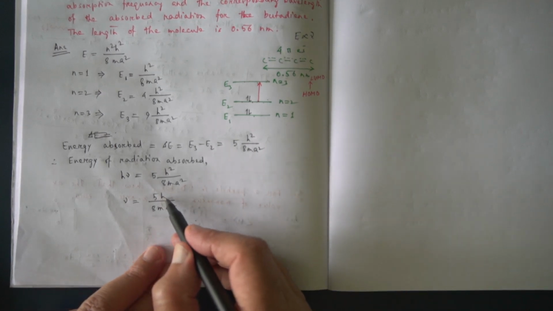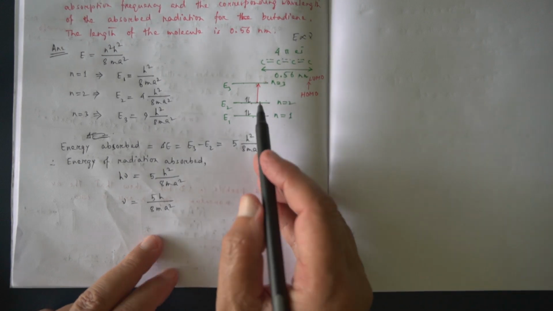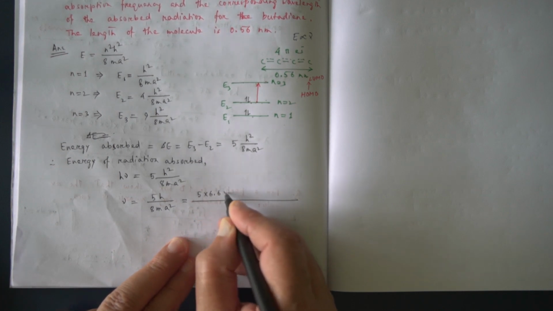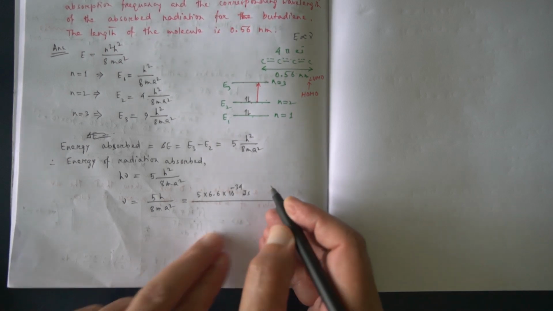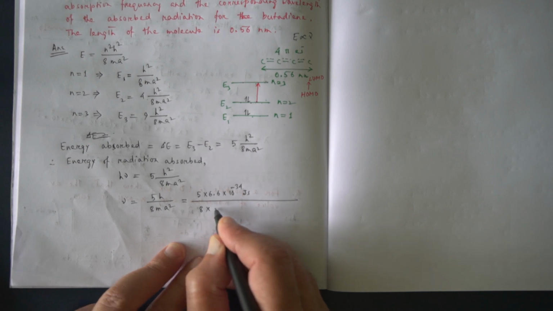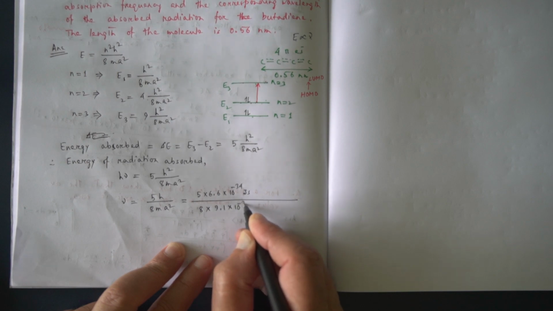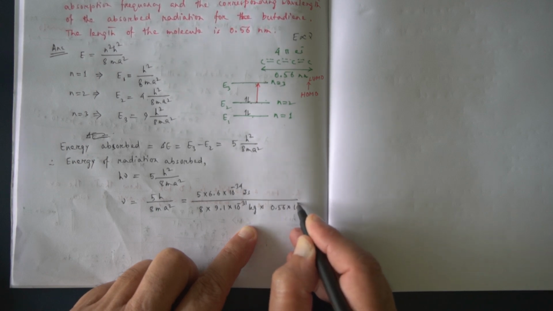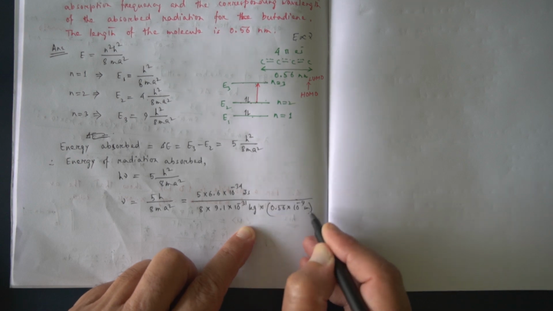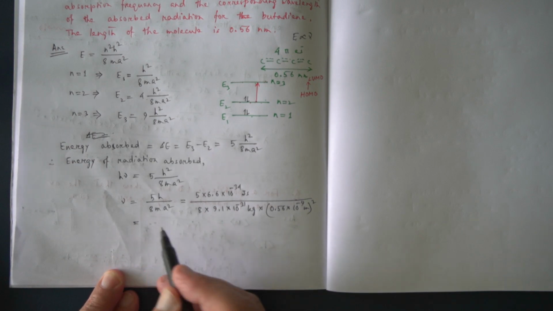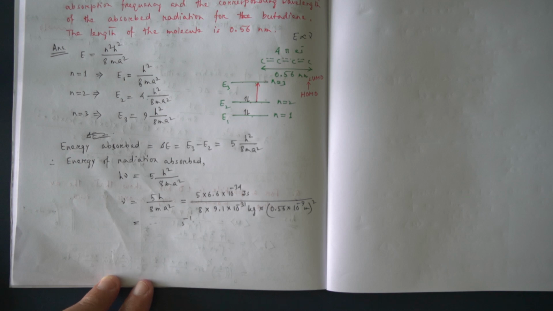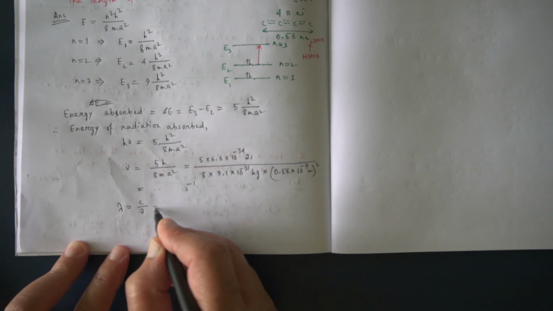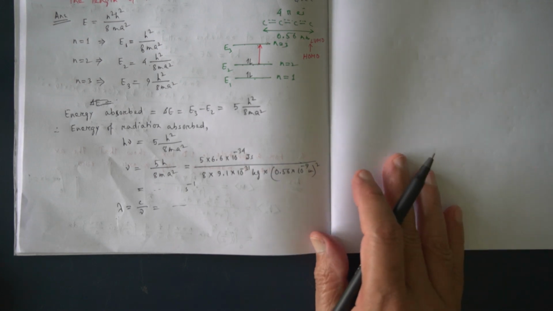So you know h, and you know m, the mass of the electron. Just put the values and you will get the answer: 5 times 6.6 into 10 to the power minus 34 joule second, divided by 8 times 9.1 into 10 to the power minus 31 kg times 0.56 into 10 to the power minus 9 meter square. Simplify and you will get the answer; the unit will be per second. Then calculate lambda equal to c by nu. Not difficult, you can do it.